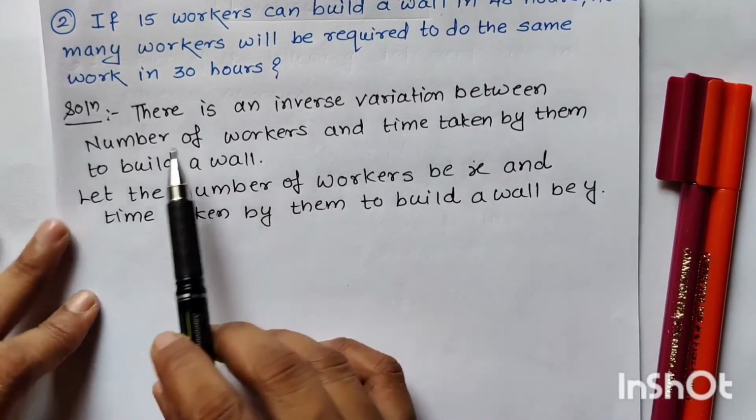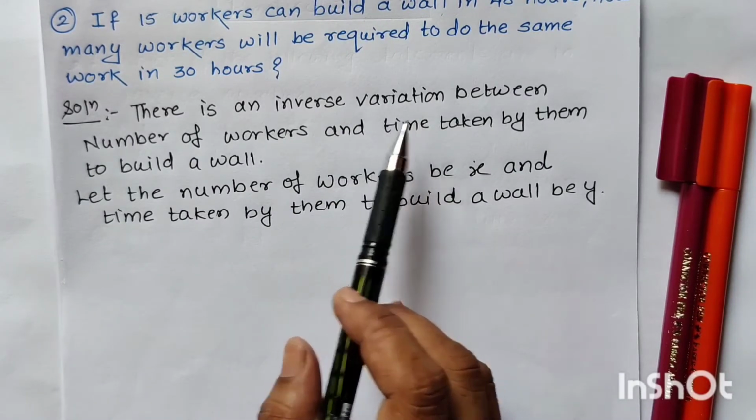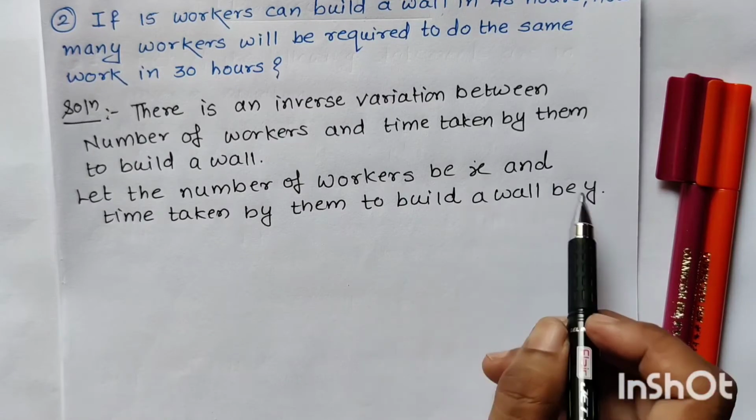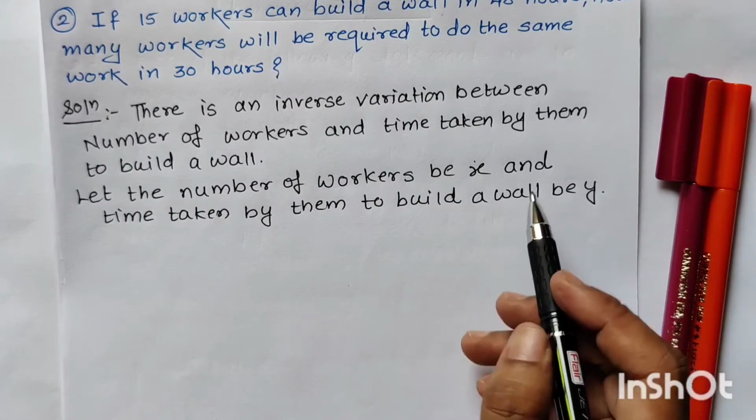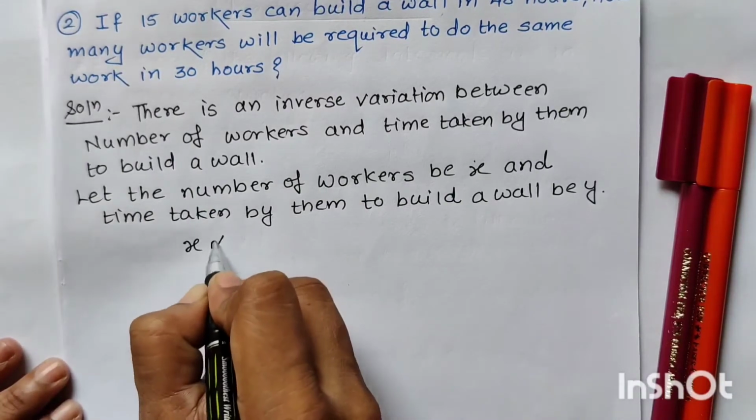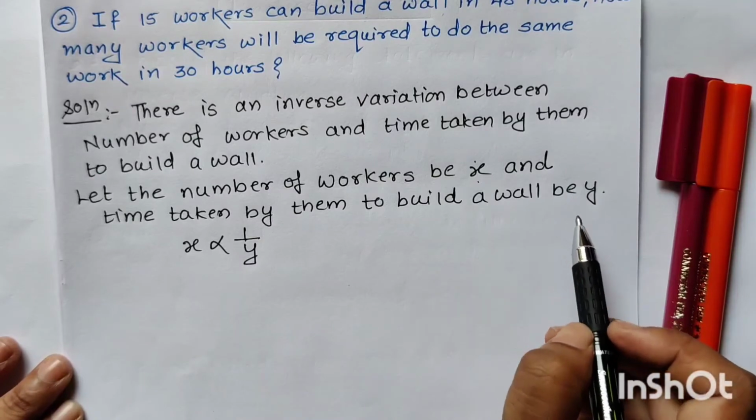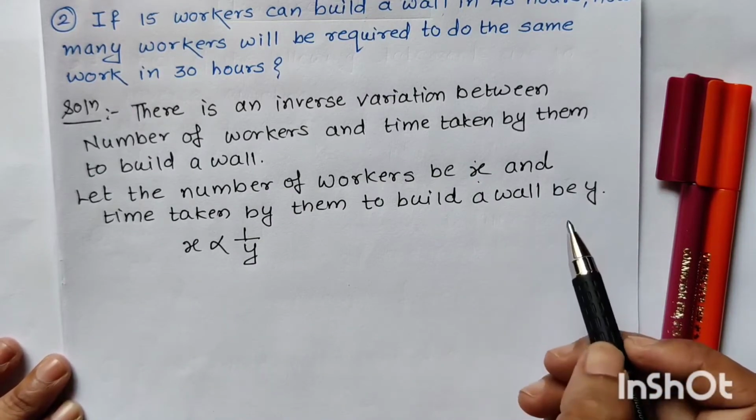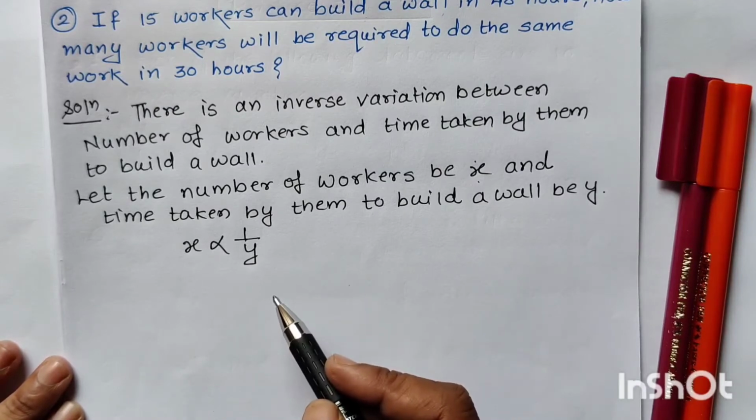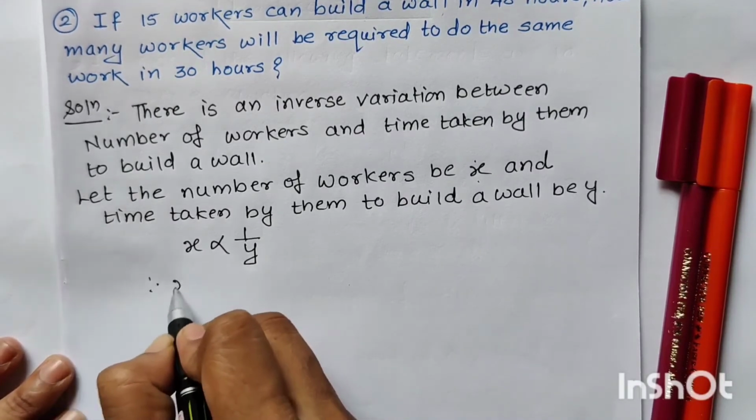So we have now written the first sentence of our solution, that there is inverse variation. Now we have to express this inverse variation in symbol form. So X inversely varies to Y, you all know. The first variable we write as it is and we write the inverse of the second variable. So X inversely varies to Y. After writing in symbol form, what we have to do immediately is write it in equation form.